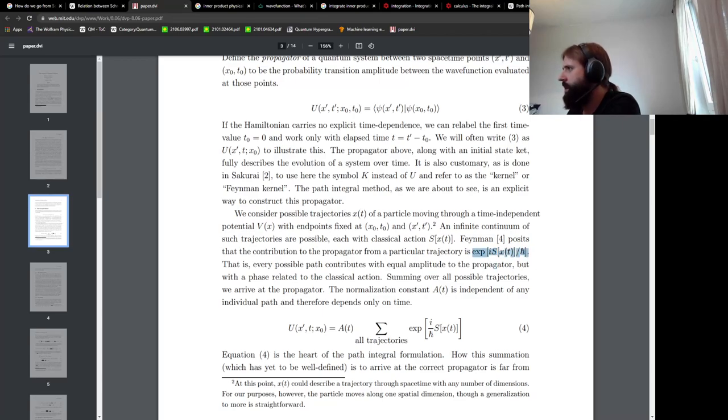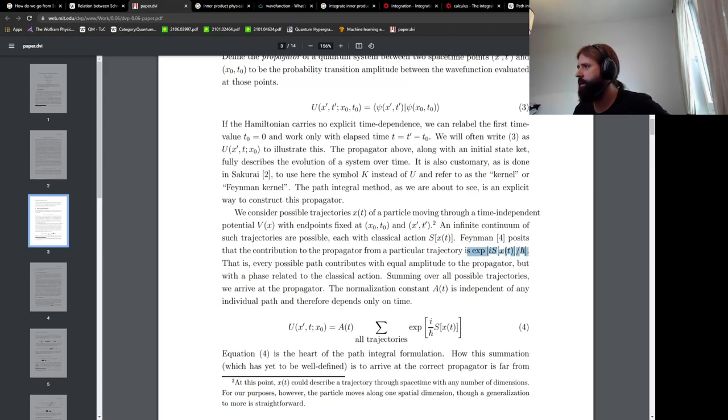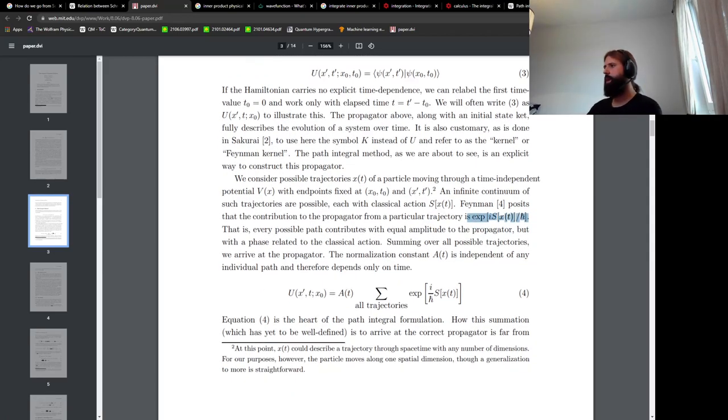Okay, so now the next challenge is how do you derive that, right? How do you get here? Here we get a sum of all the trajectories. Why here do you get a sum and not an integral, right?